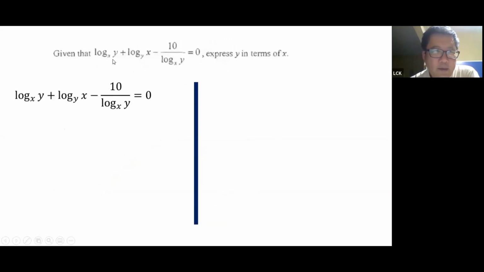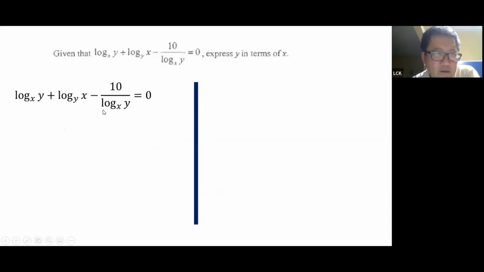Okay, the second part of the question, you have log base x of y plus log base y of x. Gosh, the other way around. This one here, the base is x. This one here, the base is y. Minus 10 over log base x of y equals to 0.